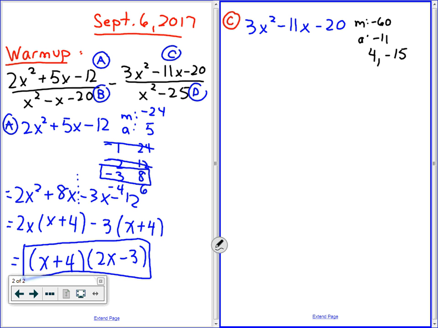For me, when I look at it, 3 and 15 go together better, right? Because 3 divides into 15. So I'm going to write it as 3x squared minus 15x plus 4x minus 20. The other way will still work and you'll still get the right answer, but for me, this one seems to work a little bit better. No, the other way will work the same way too.